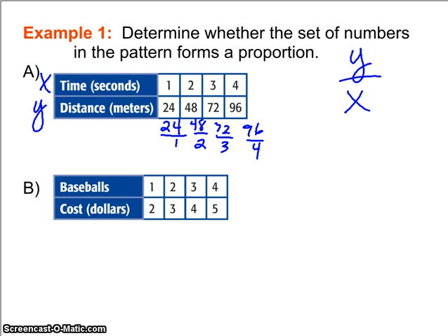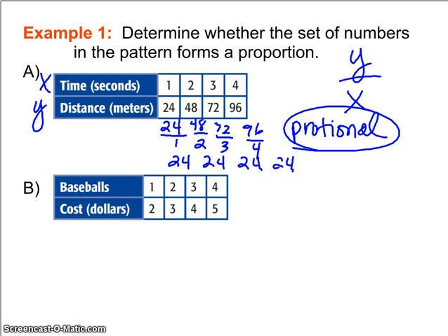Well, 24 divided by 1 is 24, 48 divided by 2 is 24, 72 divided by 3 is 24, and 96 divided by 4 is also 24. So again, going to the whole idea, is there a pattern here? And the answer is yes. And because there is a constant pattern, we would say that this is proportional.